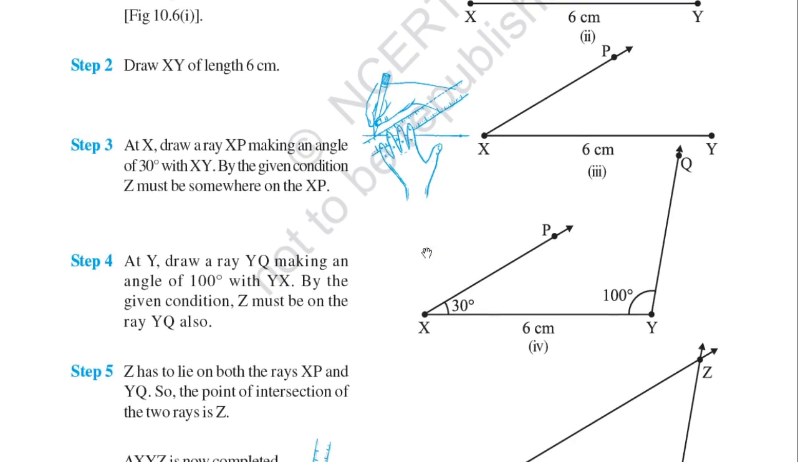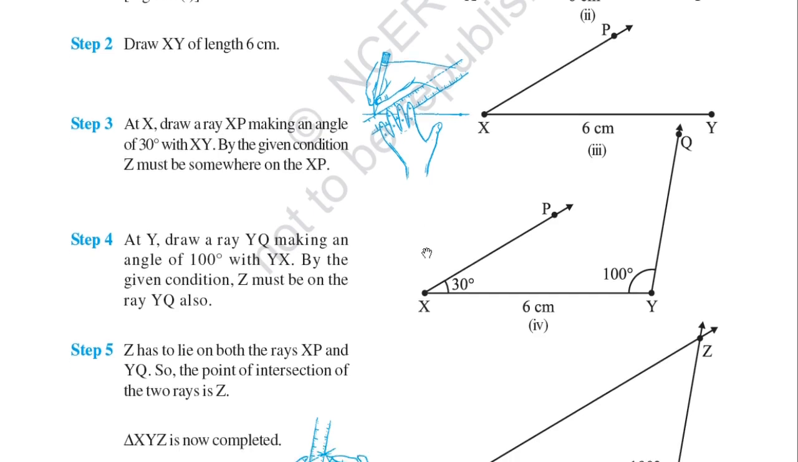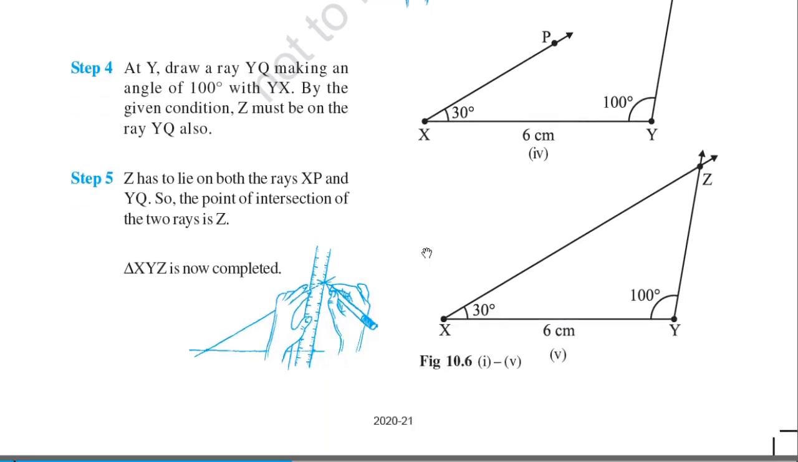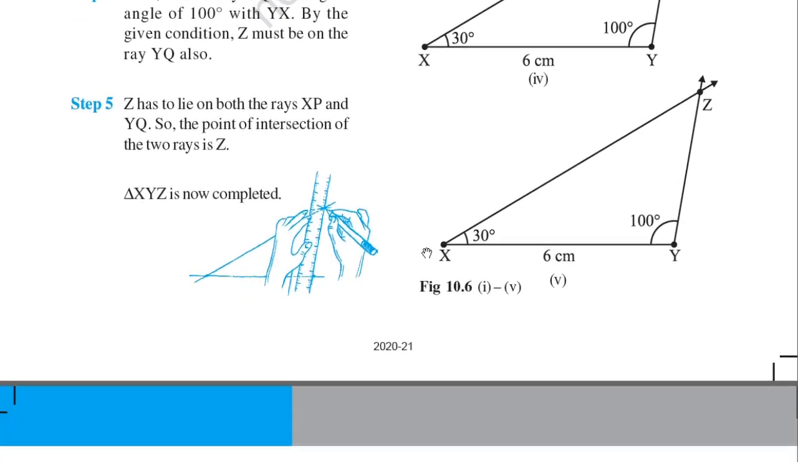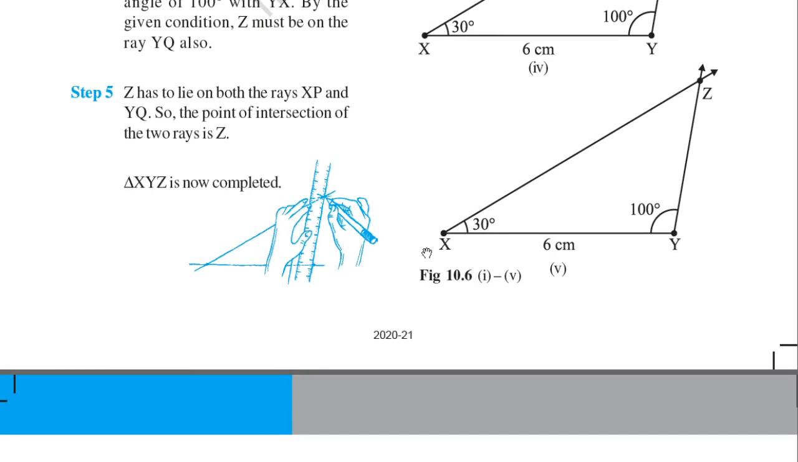At Y, draw a ray YQ making an angle of 100 degrees. So with 100 degrees, they made a ray YQ with YX. By the given condition, Z must be somewhere on the ray YQ. So step 5, Z has to lie on both the rays XP and YQ. So the point of intersection of the two rays is Z. So now triangle XYZ is completed.